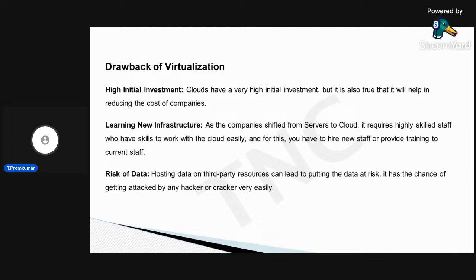The risk of data: hosting data on third party resources can lead to putting the data at risk. It has the chance of getting attacked by hackers or crackers very easily.